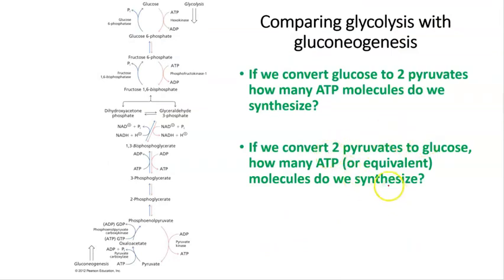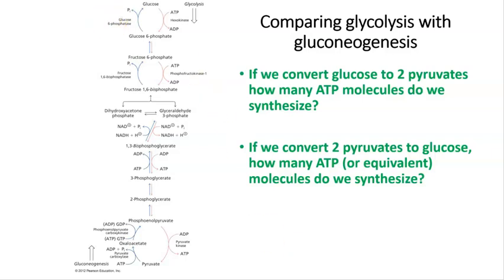So if we compare these things, you should be able to look at and count up how many different ATPs are being synthesized when we go down during glycolysis, and how many ATPs we use up when we go up to gluconeogenesis. So you should be able to do that math and figure out the difference between those two different pathways.